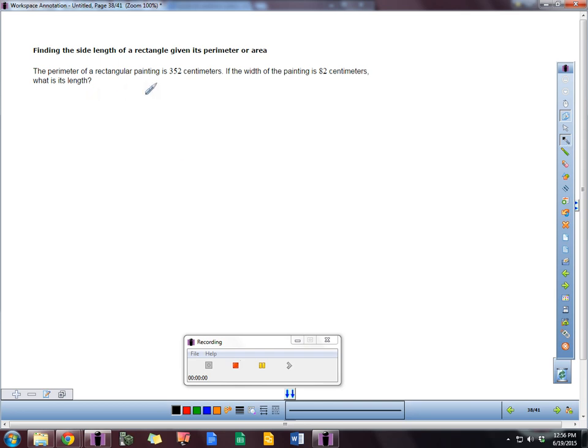So it's the perimeter of the rectangular painting is 352 centimeters. The width of the painting is 82. What is the length? So let's think about this. Well, we know how to find the perimeter of a rectangle. It's 2 times the length plus 2 times the width. Now, if you want to use some algebraic manipulation, you can certainly do that. Or you could just go ahead and plug them in.